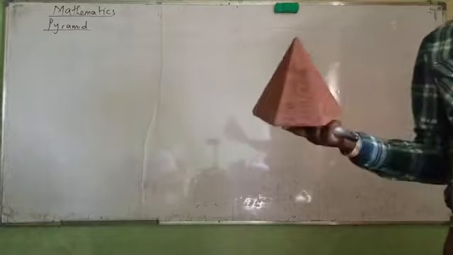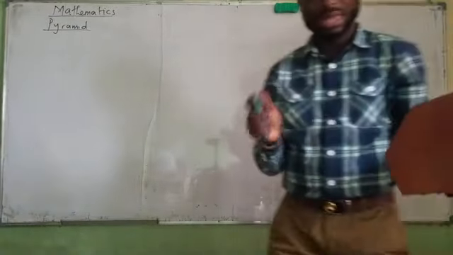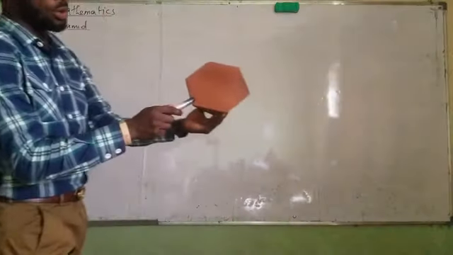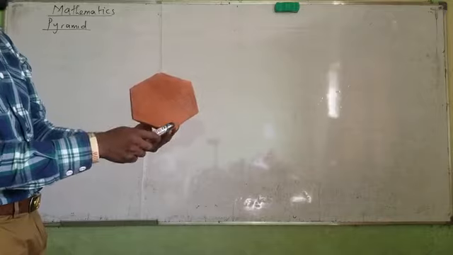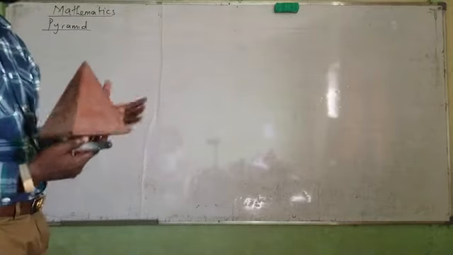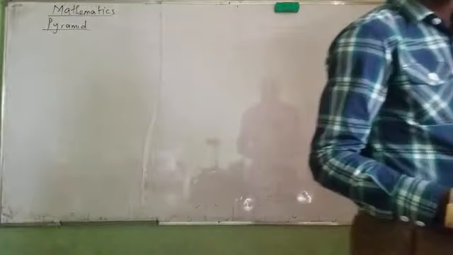I can call this a hexagonal pyramid. Why is it called a hexagonal pyramid? 1, 2, 3, 4, 5, 6, which makes it a hexagonal pyramid. There are many of them. Don't forget about the polygon.